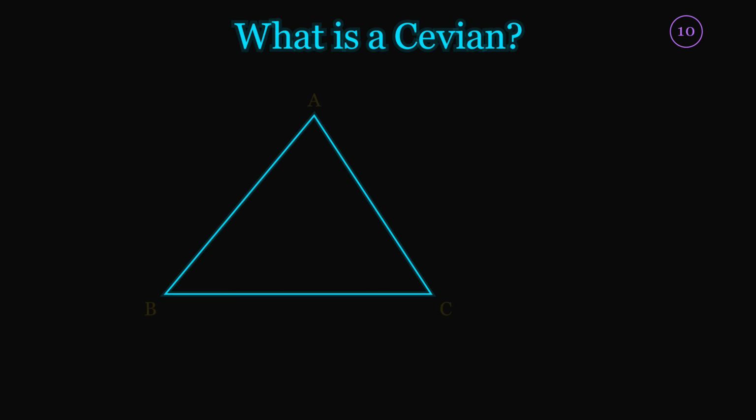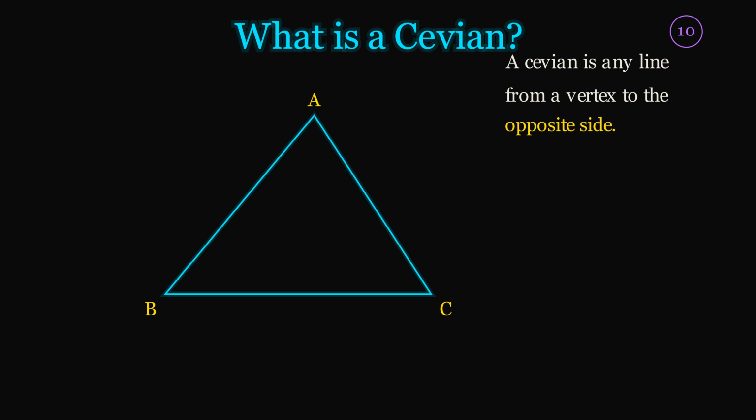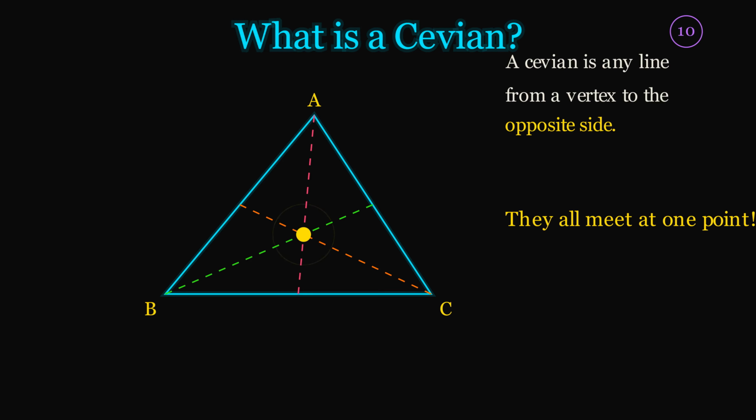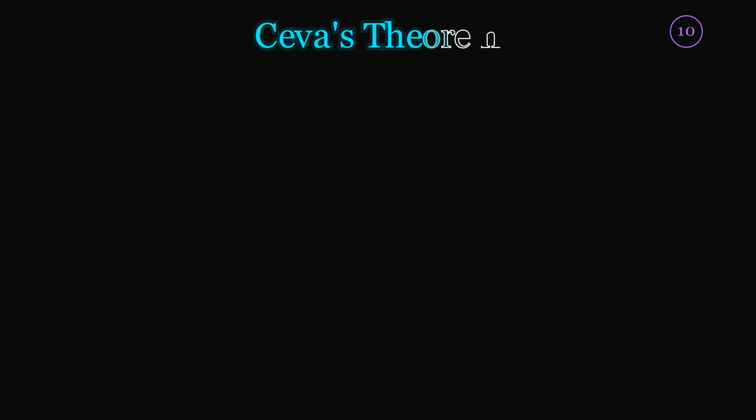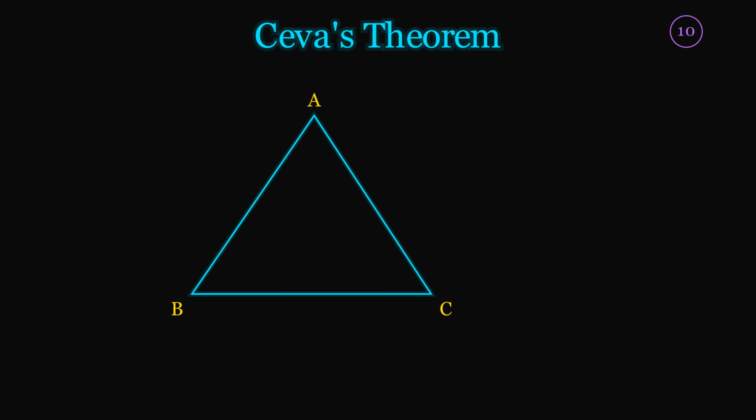Before we get to the theorem, let us understand one key word. A Cevian is simply any line drawn from a vertex of a triangle all the way to the opposite side. That is it. The median is a Cevian, the altitude is a Cevian, the angle bisector is a Cevian. They are all Cevians. Now, what happens when three Cevians all meet at a single point inside the triangle? That meeting point is called a triangle center, and that is exactly what this theorem is all about.